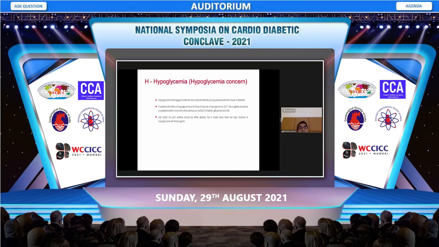The hypoglycemia concern is very, very important when you are putting patients on any drug. We know that insulin, premix insulin, cause more hypoglycemia, and sulfonylureas can also lead to hypoglycemia.